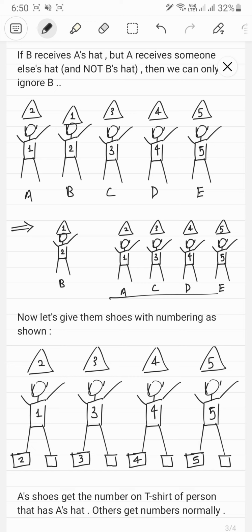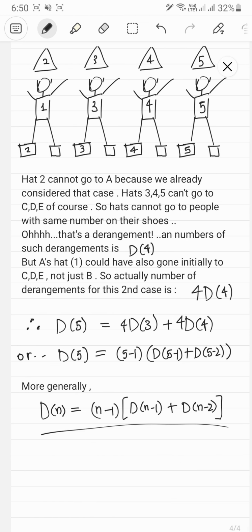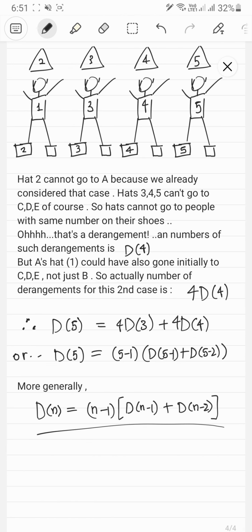So we have the first rule that hat number 2 cannot go to A, who has shoes with number 2, and hat number 3 cannot go to the person with shoes 3, of course, because they also have t-shirt 3. That obviously cannot happen because it's a part of the derangement. Now once again just consider hats 2, 3, 4 and 5. They cannot go to people with shoes 2, 3, 4 and 5. Wait, but that's just another derangement.